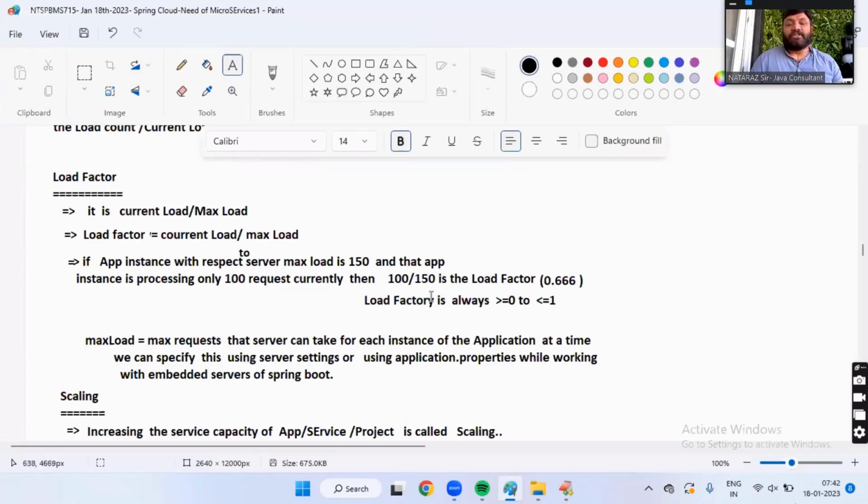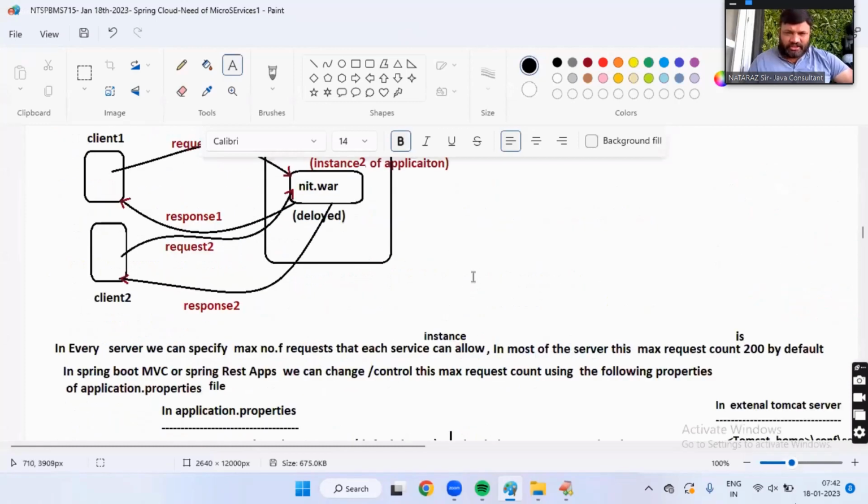Sir, what happens if you change it? Change it, take 1000. Then also we can give fewer than 1000 requests. 150 is not fixed, that's a default. It can be changed. I already showed how to change it, right?